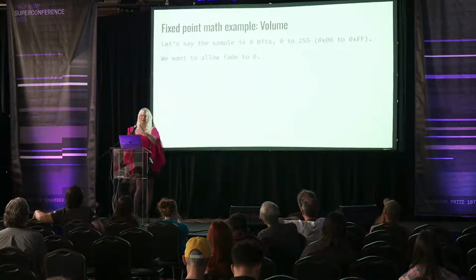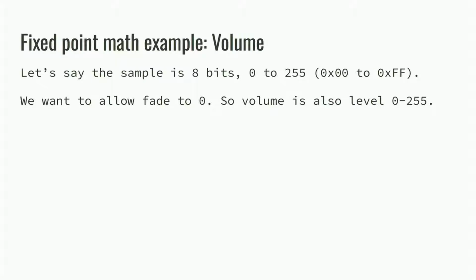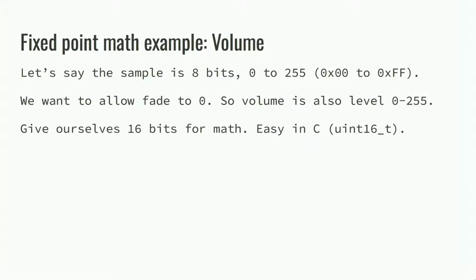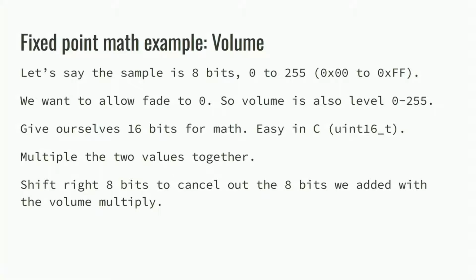And this is one where we say, okay, we're going to have a value from 0 to 1, and so we're just going to use all 8 bits for that if we're doing 8-bit math. If you're doing 16-bit math, you could use all 16 bits. All right, so very easy to do this in C. Your uint16_t, shift right by 8 bits to cancel it out when you're all done, and the result is your new output sample. All right, this sounds boring.